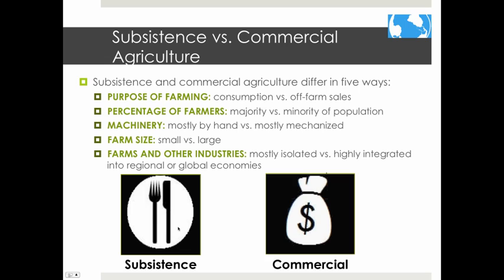When we compare subsistence and commercial farming, we're going to look at 5 basic factors. We're going to look at what is the purpose of the farming, what is the percentage of farmers, what type of machinery are they using, how big is the farm, and what is the relationship with the farm and other industries. The answers to those questions usually can tell you if it is subsistence or commercial farming.